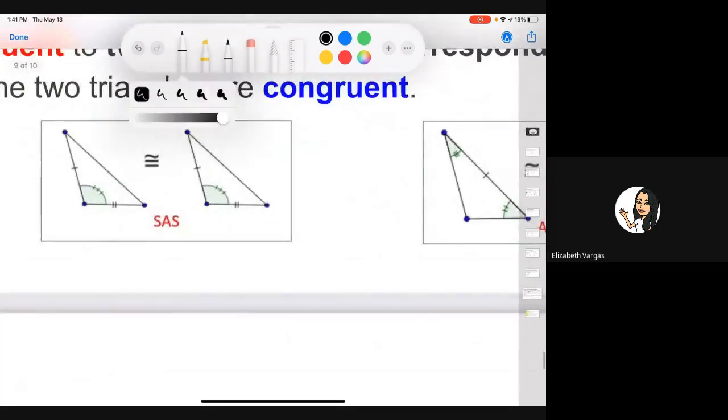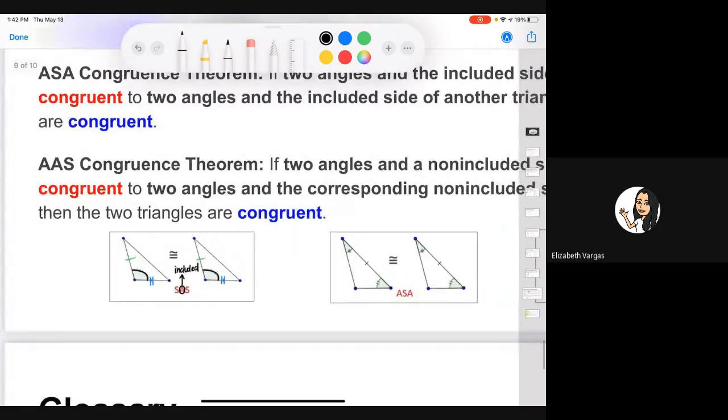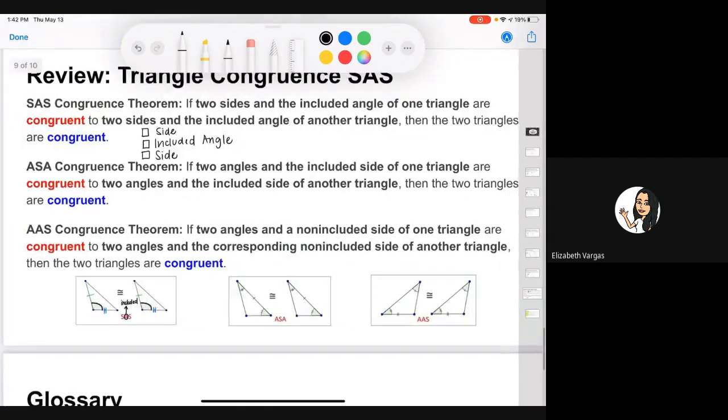So this is the example. This side is congruent to this side. This side is congruent to this side. And what do I know? My included angles are also congruent. Okay, and remember, you can remember that you need the included angle just by SAS because that A is in the middle. That means it's going to be the included angle. Okay, so I need to prove that two sides and the included angle are congruent to each other.